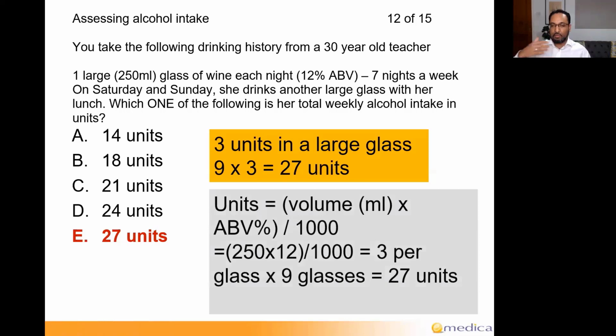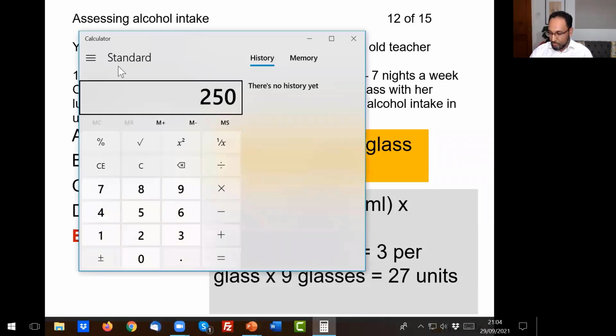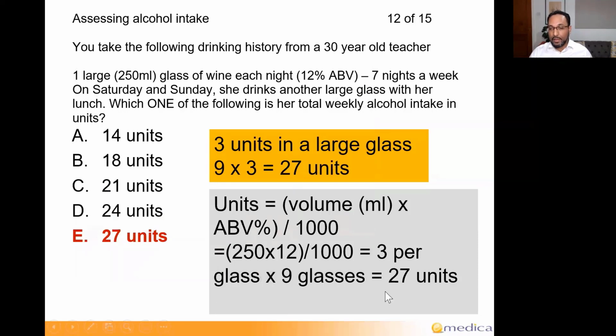You're going to get the same answer, but the formula to calculate it really accurately is that units is the volume in milliliters multiplied by the percentage alcohol by volume as a percent divided by 1,000. So look, 250 mils times 12%, divide that by 1,000, you get 3. Let me show you. Okay. 250 mils. Multiply by 12% alcohol by volume. That's 3,000. Divide that by 1,000, you get 3. So there's 3 units in each glass. Then multiply by 9, you get 27.